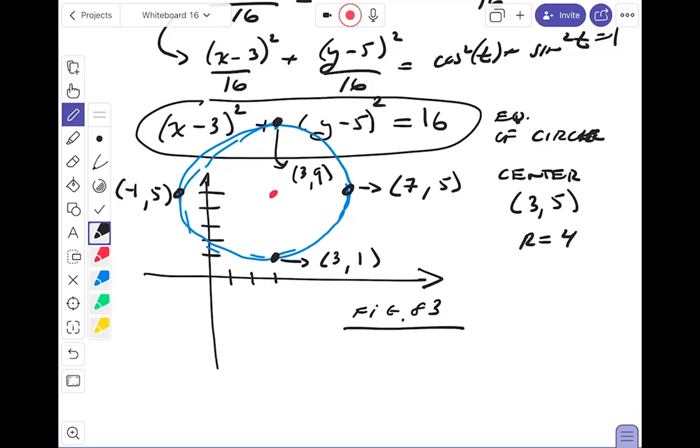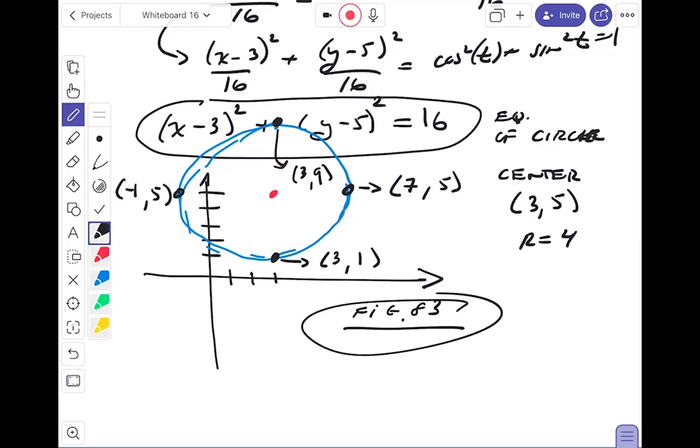Yes, I like their picture better. I want to look at it, though. I want to see if I got it, relatively speaking, correct. I'm seeing the 3, 1. I'm seeing 7, 5. Yep. And then I'm looking at the points, 3, 9. Yep. And I'm looking at minus 1, 5. Yep. And again, I'm looking at this thing over here and I'm agreeing with the graph.